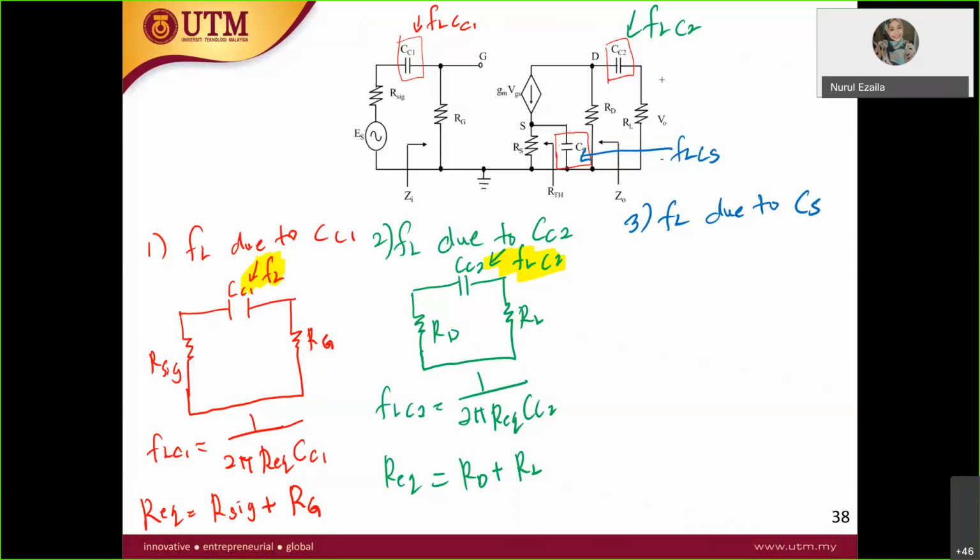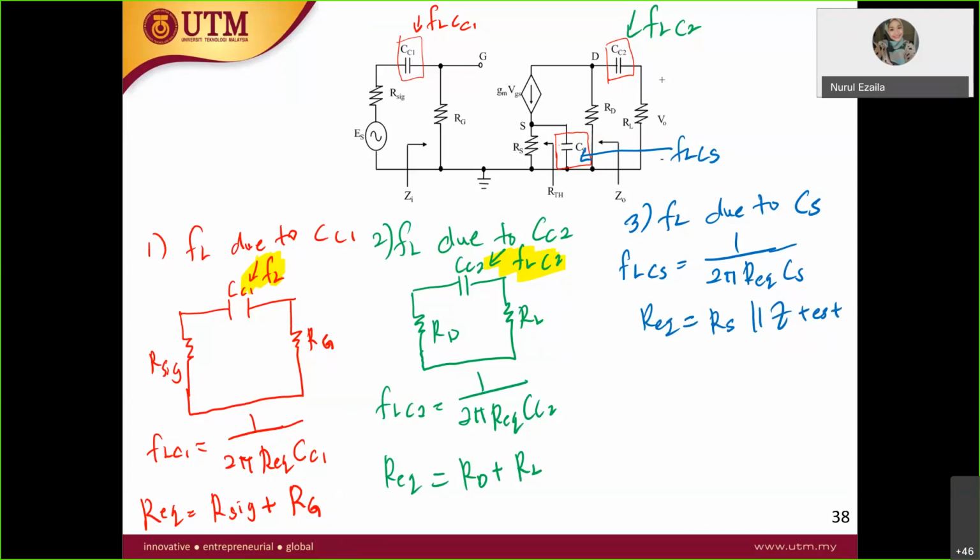So what you should do is, in this case, you need to find the Z-test. Why? Because in this case your FL, FLCS, is equal to 1 over 2 pi R equivalent CS. So R equivalent over here is actually equal to RS parallel with Z test. So you need to find the Z test.